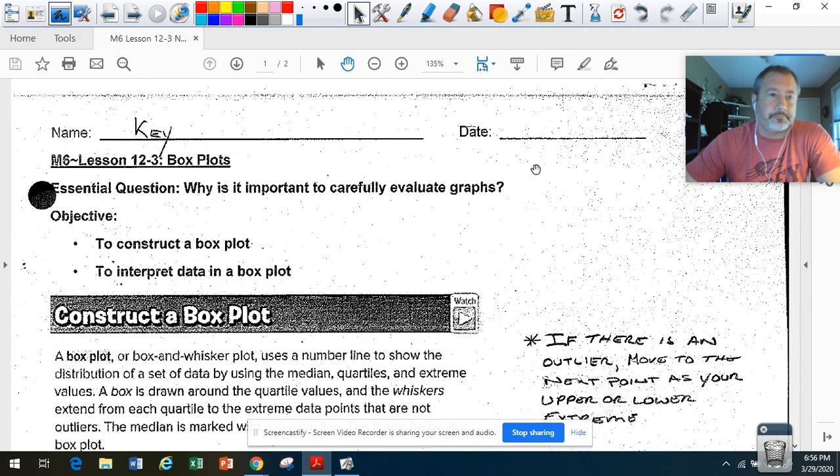So let's take a look here. Chapter 12-3 box plots. Constructing a box plot here. You should be familiar on how we do that. We've done those in the past, so you should have a clear understanding how it works. I will review it as we go through it.